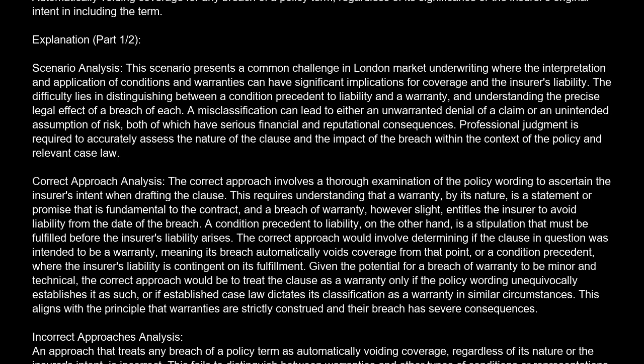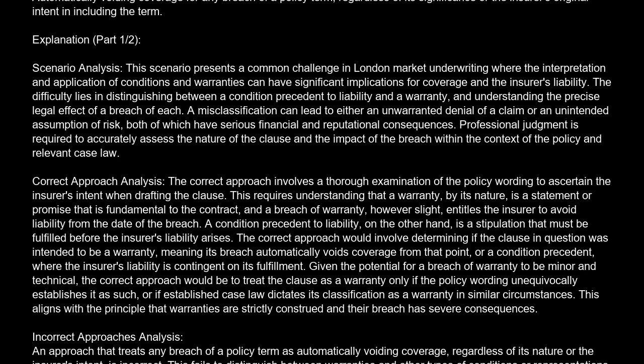This scenario presents a common challenge in London market underwriting where the interpretation and application of conditions and warranties can have significant implications for coverage and the insurer's liability. The difficulty lies in distinguishing between a condition precedent to liability and a warranty, and understanding the precise legal effect of a breach of each. A misclassification can lead to either an unwarranted denial of a claim or an unintended assumption of risk, both of which have serious financial and reputational consequences. Professional judgment is required to accurately assess the nature of the clause and the impact of the breach within the context of the policy and relevant case law.